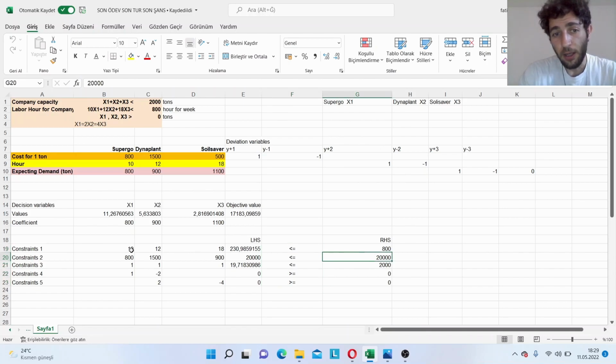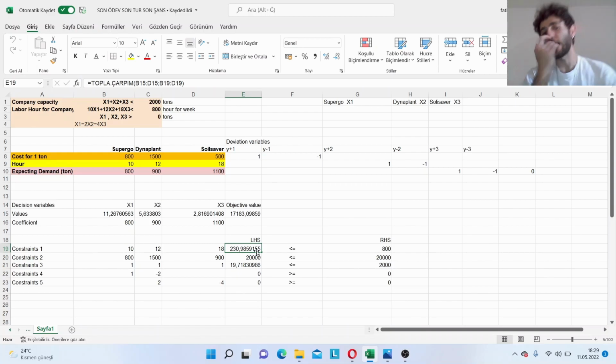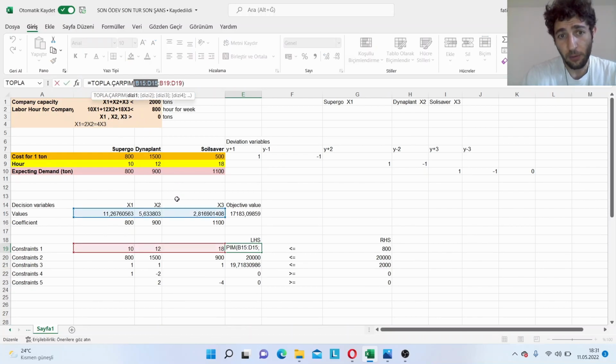So our equation for labor hours is 10x1 plus 12x2 plus 18x3 must be less than or equal to 800, and there is a function here. I used the Turkish language version of Excel, and for the English version we need to use the SUMPRODUCT function, and our value at the bottom, and you see the other values.